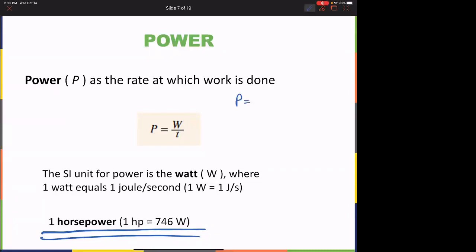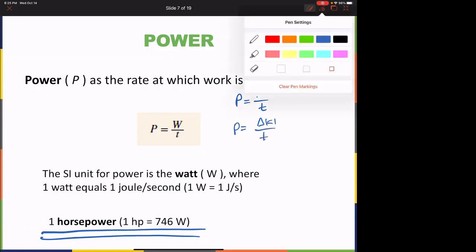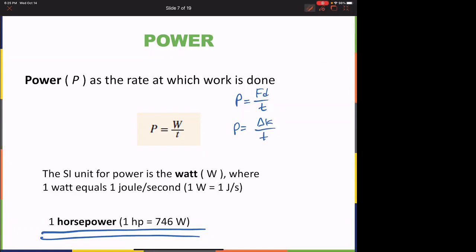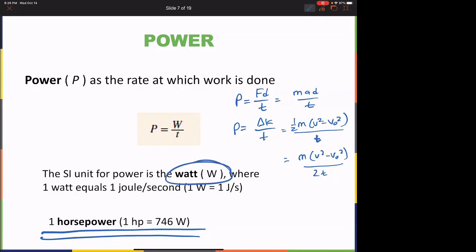We can look at this in a couple ways. Power equals force times distance over time, that's work over time. Power can equal the change in kinetic energy over time. And we can expand these, so we can have mad over t, or 1/2 m (v squared minus v naught squared) over t, or essentially m (v squared minus v naught squared) over 2t. It's a t, not a 2. But that's your idea here, that you can manipulate these equations to solve for a lot of things. So essentially power equals work over time, and our units are watts.